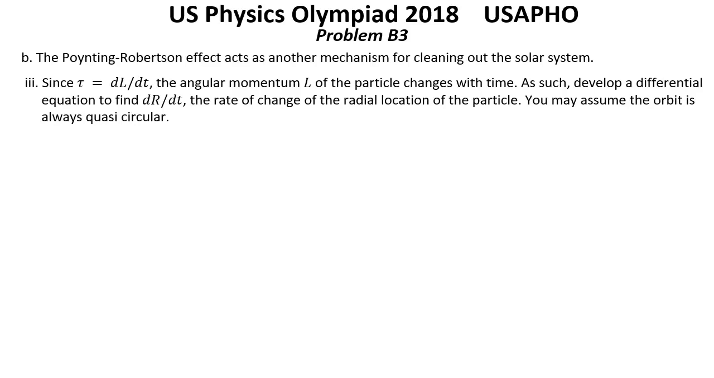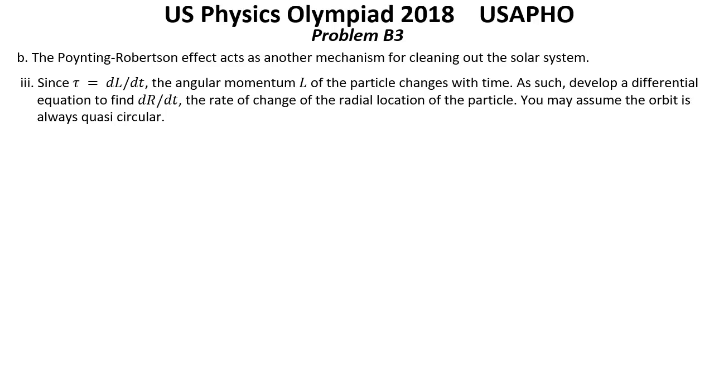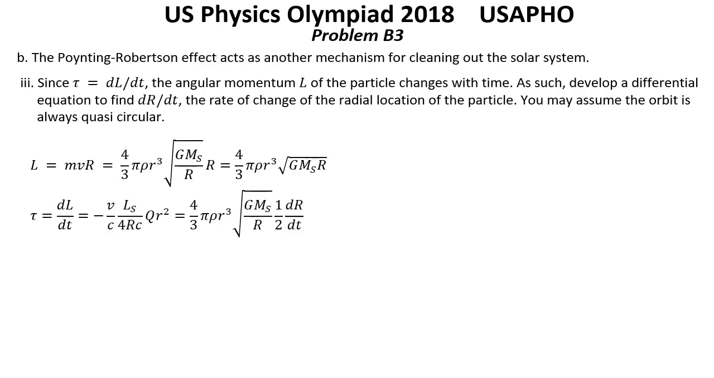Solution for question 3. The angular momentum is this one. Now we can take a first derivative with respect to time of both parts, and we have torque equal to dL over dt, or what we did before. It's this one. And with simplifications of this equation, we have this answer for question 3 part B. This is our differential equation to find dr over dt. So that's the answer for question 3 part B.